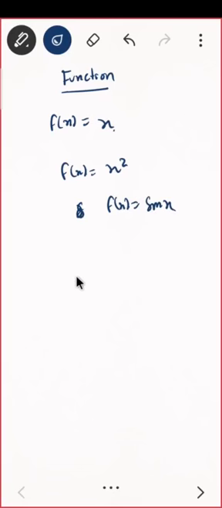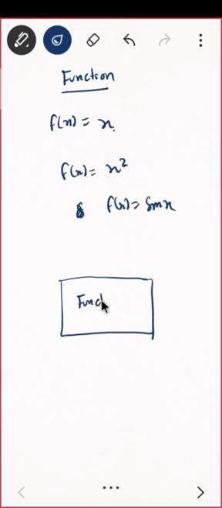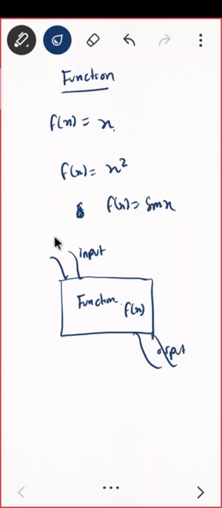You can consider function as a machine. Say this is my function. You can say that is f of x. That means it will have an input and it will have an output, correct? Okay, what is input for us? Input for us is the value of x. Value of x is input, and what is output? The value of f of x.